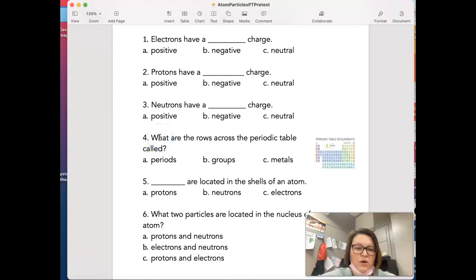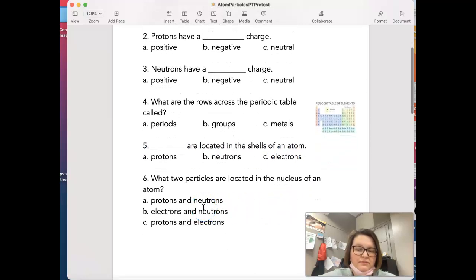Number 4, what are the rows across the periodic table called? A periods, B groups, C metals. Here's a little picture to help with your memory. Number 5, blank are located in the shells of an atom. A protons, B neutrons, C electrons.